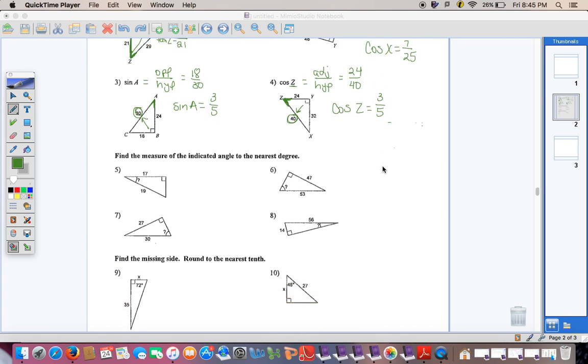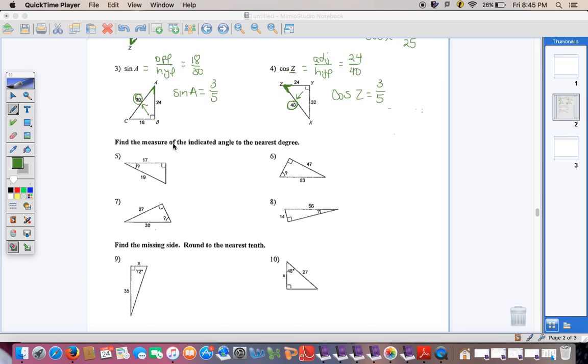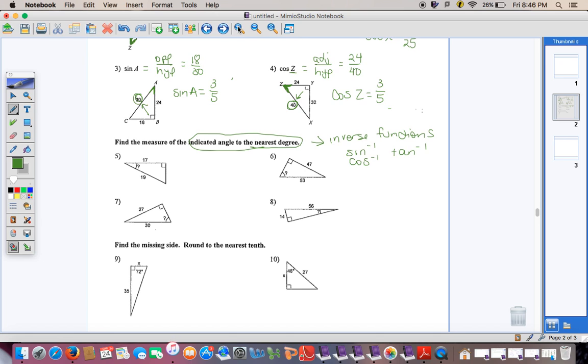Okay, questions 5 through 8, finding the measure of an indicated angle to the nearest degree. So we're actually looking for an angle, and when we look for an angle, you have to use the inverse functions. Now our inverse functions are going to be the inverse of sine, the inverse of cosine, and the inverse of tangent, depending on the relationship of the sides that we have from our angles.